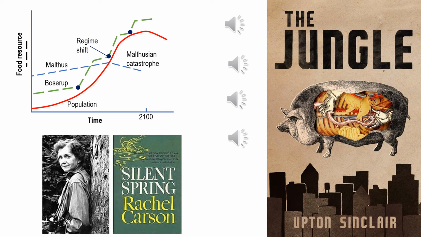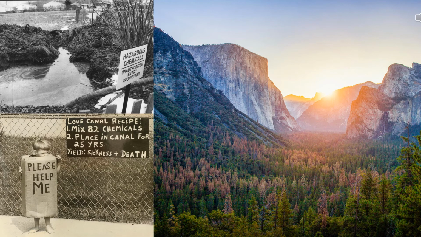Rachel Carson, weakened from breast cancer and subsequent treatments, died of a heart attack at age 56. In The Jungle, published in 1906, Upton Sinclair described the deplorable conditions in the meat processing industry in Chicago. Sinclair's exposé was instrumental in the passage of the first Food and Drug Act that was instituted in the United States in 1906. The images on the left are of Love Canal in New York, near Niagara Falls.